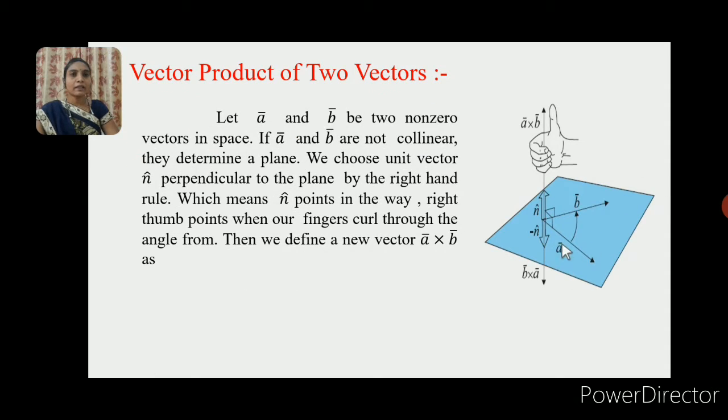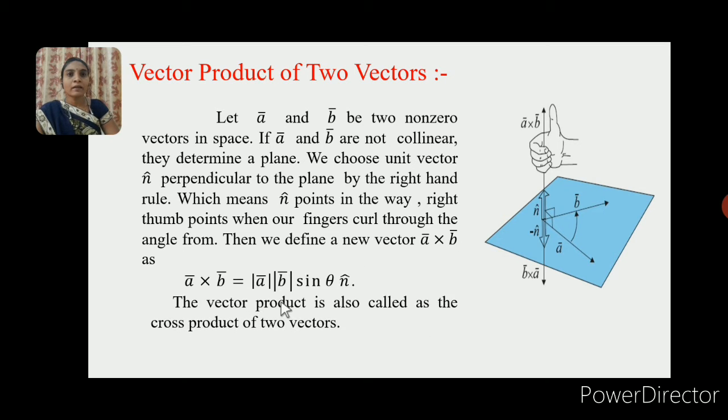See in figure, let A bar and B bar be two non-zero vectors in space. If A bar and B bar are not collinear, they determine a plane. We choose unit vector n cap perpendicular to the plane by the right hand rule, which means n cap points in the way the right thumb points when our fingers curl through the angle from A bar to B bar. Then we define a new vector A bar cross B bar as A bar cross B bar is equal to magnitude of A bar magnitude of B bar sin theta into n cap.